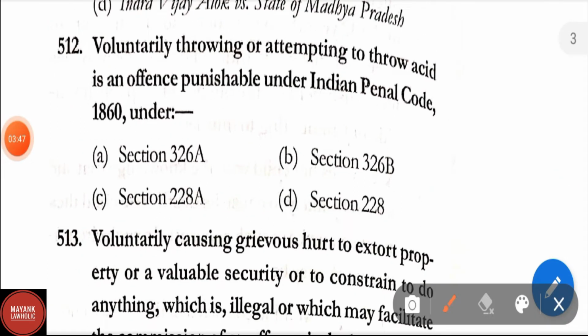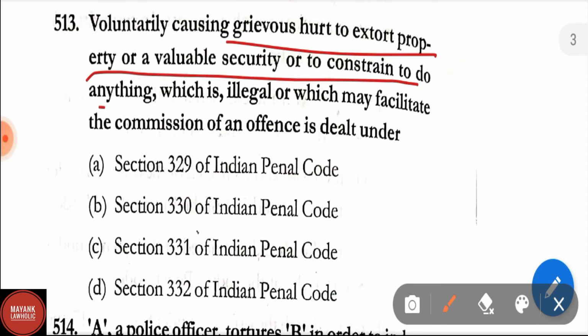Question number 512. Voluntarily throwing or attempting to throw acid is an offence punishable under IPC. This we have already discussed. Punishable under section 326B. Question number 513.